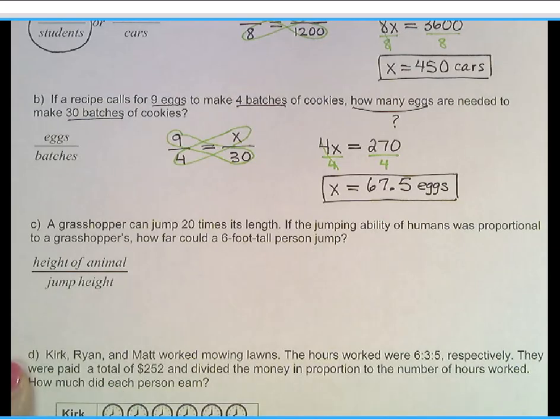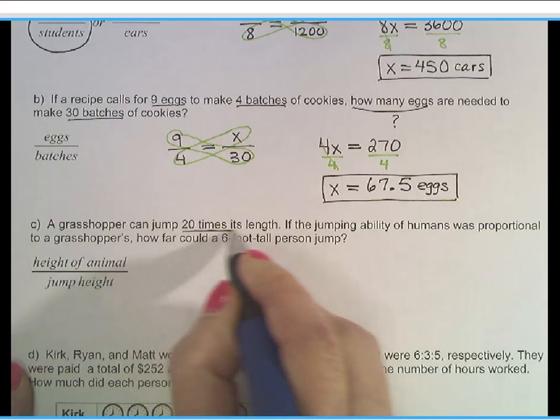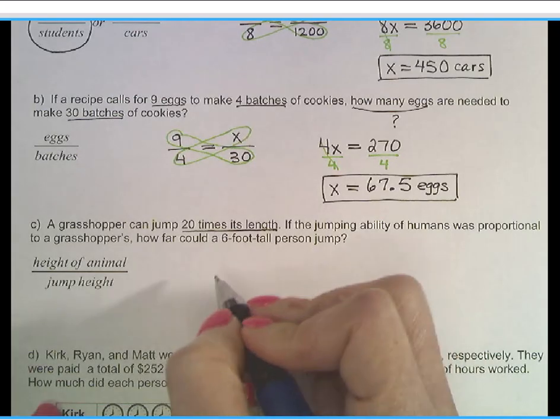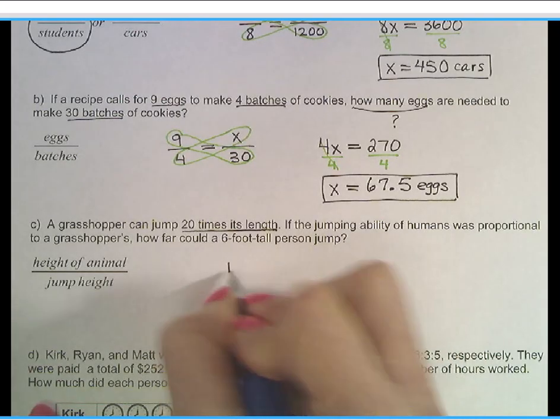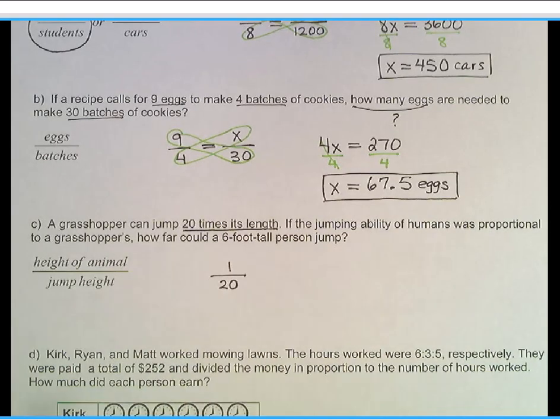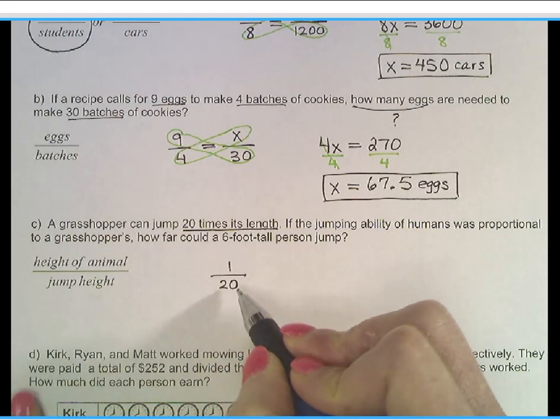So the first one, it's a little sneaky on this one. A grasshopper can jump 20 times its length. They didn't tell you how big the grasshopper is, but they said it can jump 20 times its length. So let's just create a fraction for that. What if it was a 1-inch grasshopper? Then it could jump 20 inches. Isn't that the simplest one to set up? I don't need to do any math. A 1-inch grasshopper could jump 20 inches.